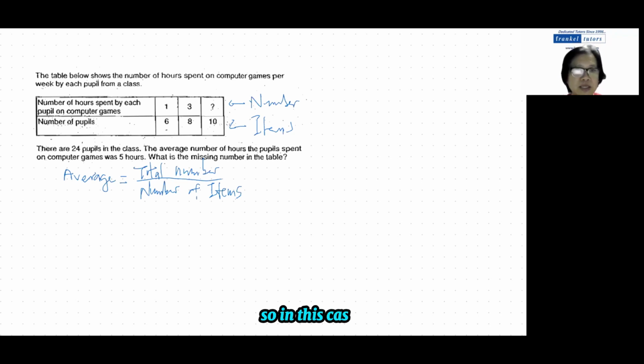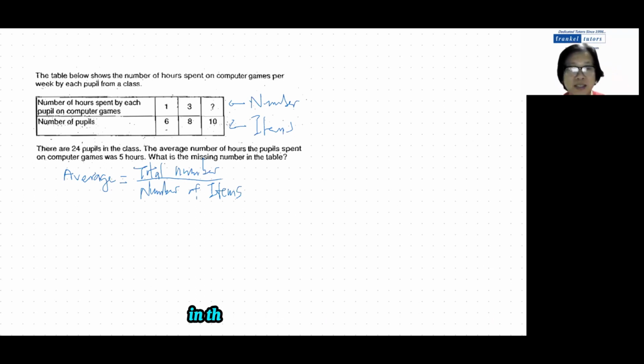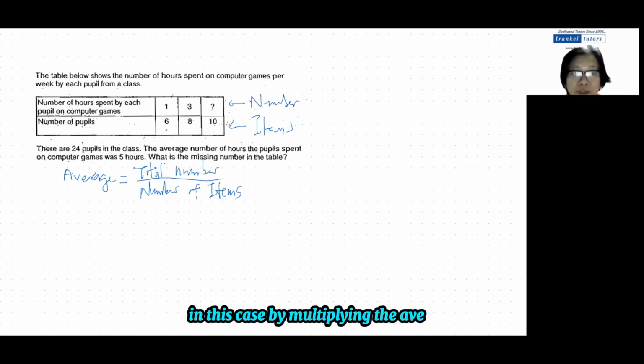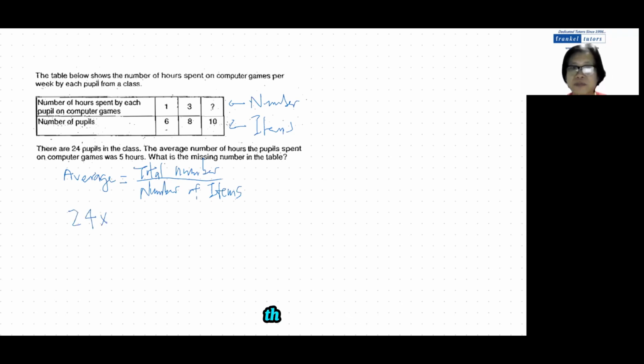So in this case, the average is 5 hours and there are 24 pupils. So we can actually find the total number of hours spent, in this case, by multiplying the average by the number of items. So 24 pupils times 5 hours gives us 120.